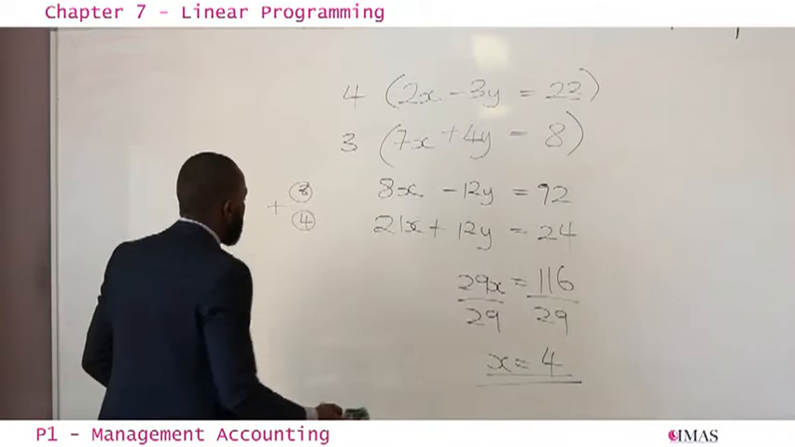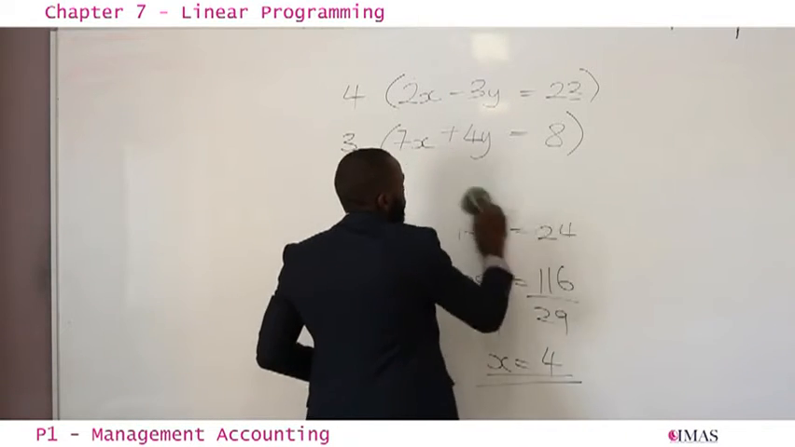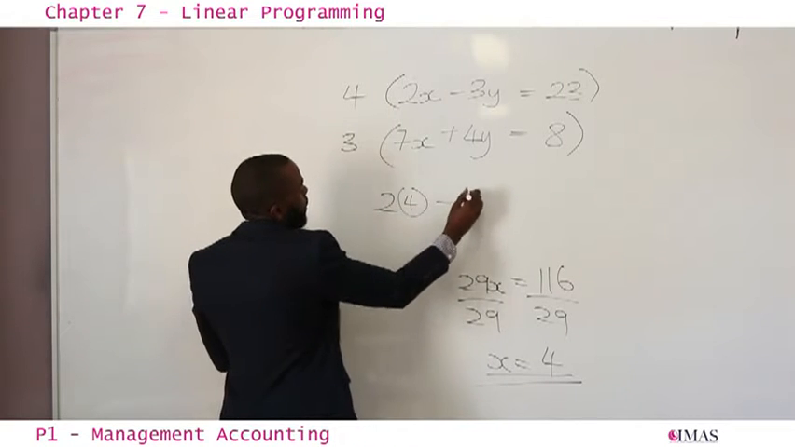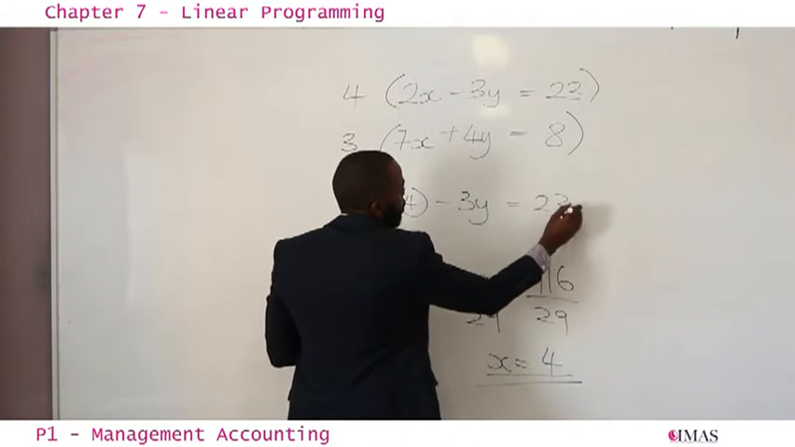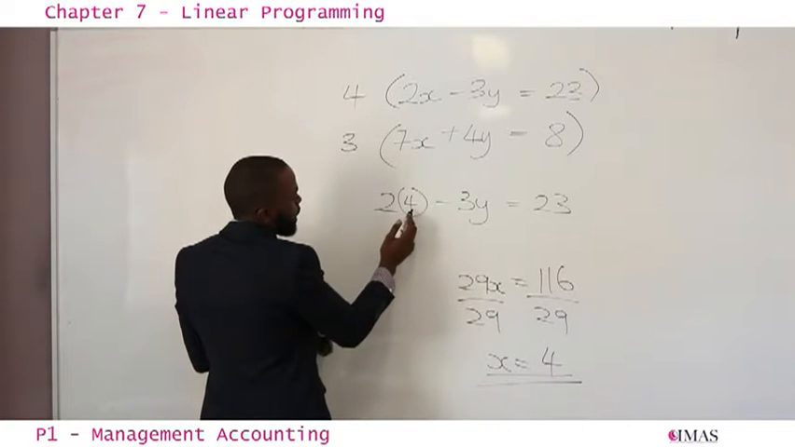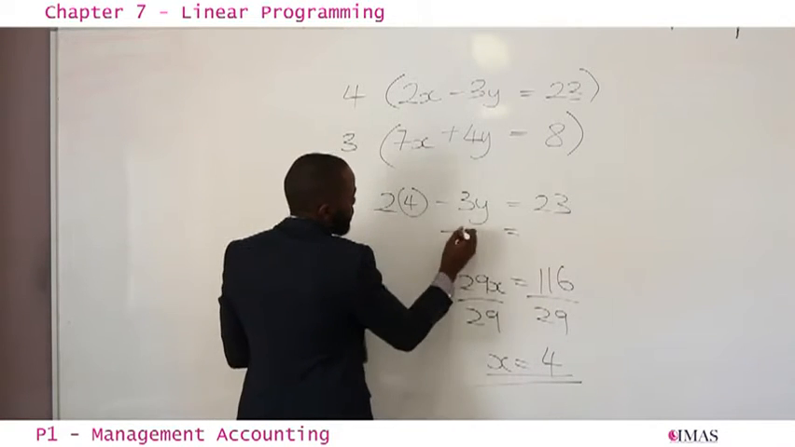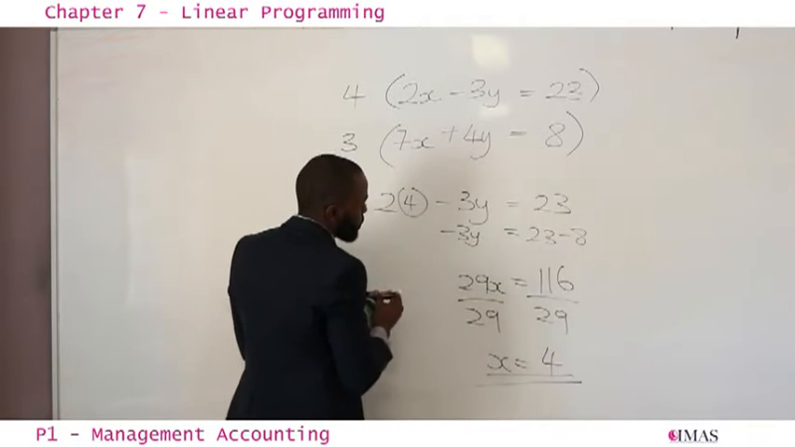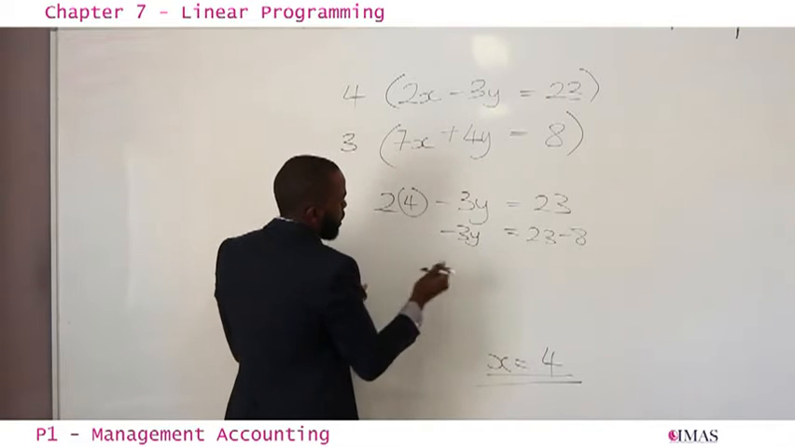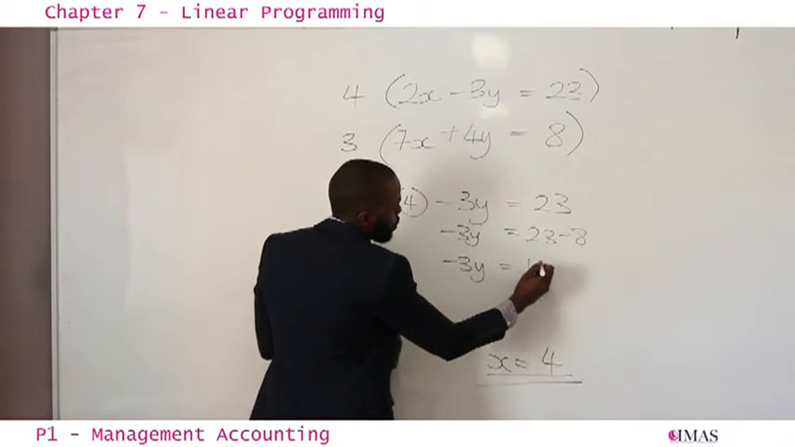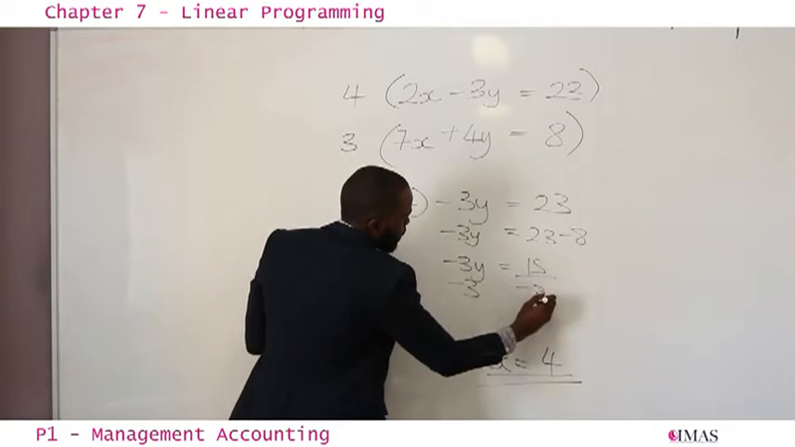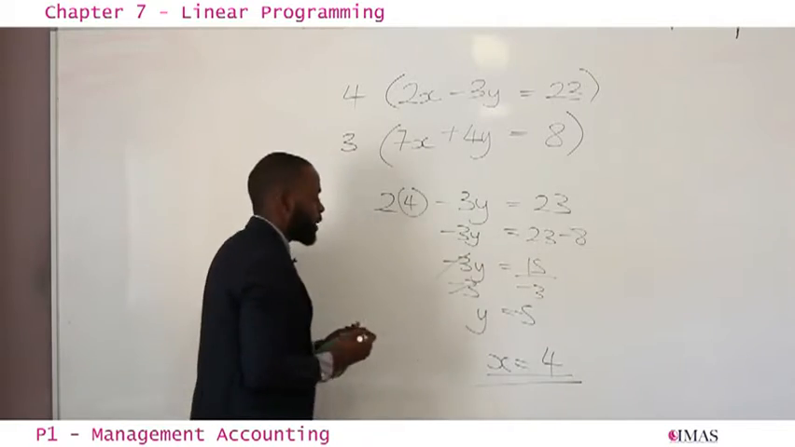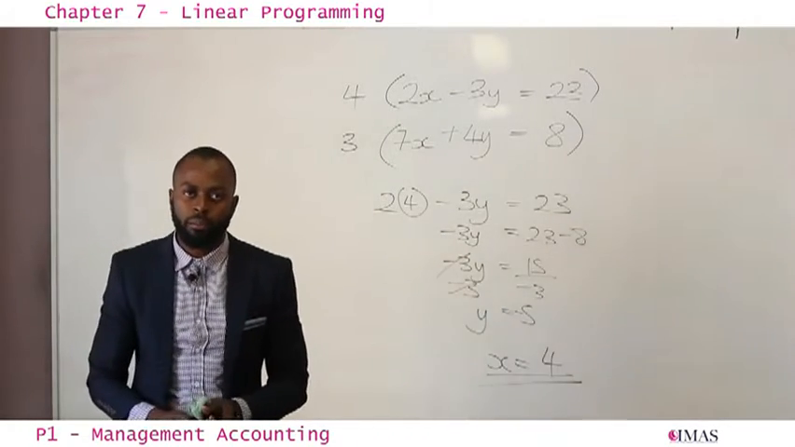Now, once we get x is equal to 4, we substitute in the first equation. Now it's 2 times 4 minus 3y is equal to 23. 2 times 4, that's 8. We take the 8 to the other side. It becomes minus 3y equals 23 minus 8, and minus 3y is equal to 15. So y is equal to negative 5. So we still get the same answer.